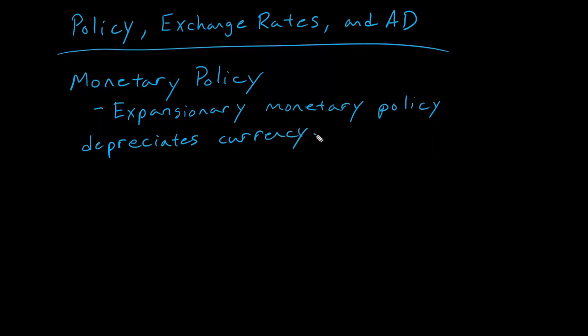All right, why does expansionary monetary policy depreciate currency? Well, when we have expansionary monetary policy, we are increasing the money supply. When we increase the money supply, that's shifting the supply curve for our currency to the right, and that's leading to a decrease in the value. There's more of it going around. The value is going to decrease.